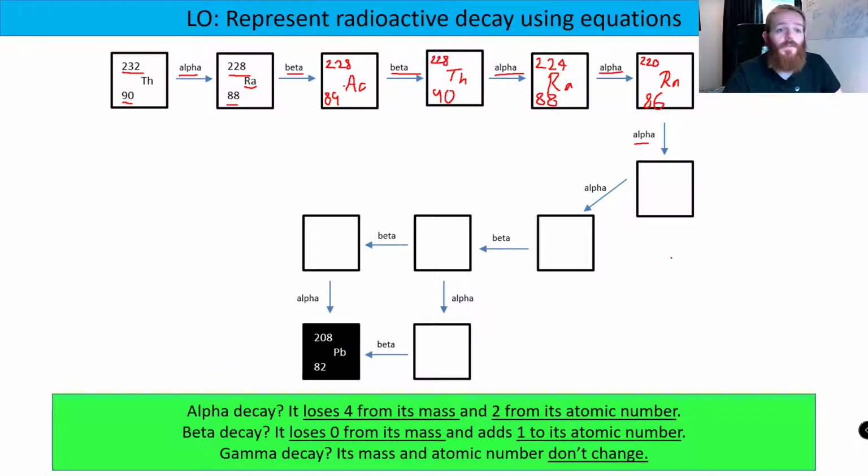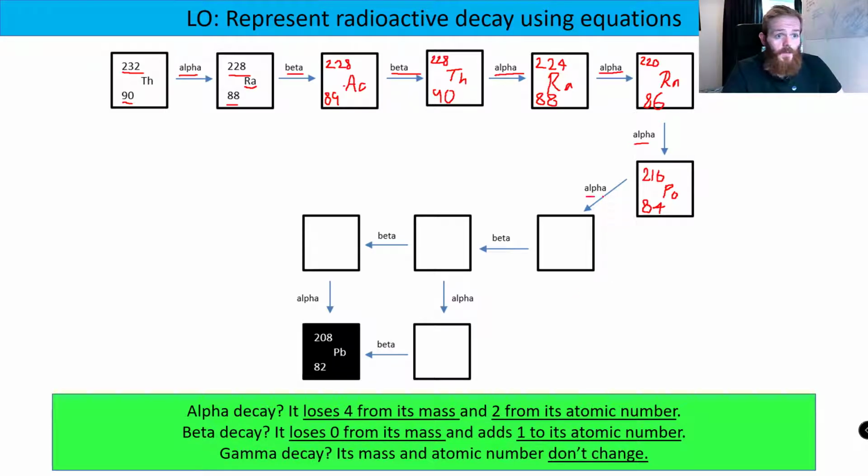Alpha decay means it loses 4 from its mass. So 220 is now 216. It loses 2 from its atomic number. That was 86, so now that's 84. Right, atomic number 84, let's have a wee look, is polonium. So I'm going to put the symbol for polonium in there.